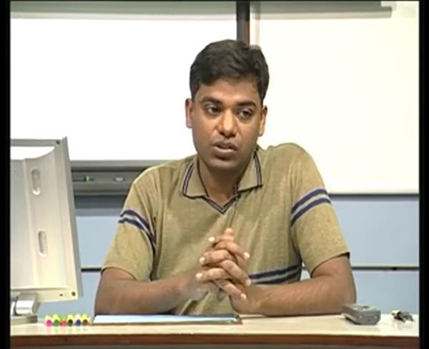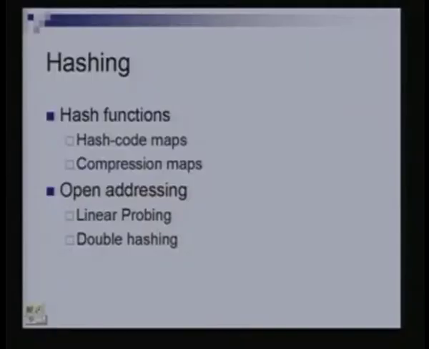Today we are going to continue our discussion on hashing. In the last class we saw what a hash table was, what the concept of hashing is, and we also saw how to resolve collisions in hashing using linked lists. That method of collision resolution is also called chaining. So today we are going to look at two other methods for collision resolution, linear probing and double hashing, and we are also going to spend some more time discussing what a good hash function should look like.